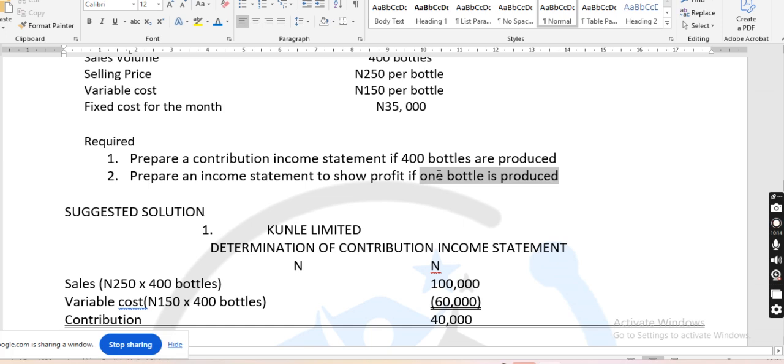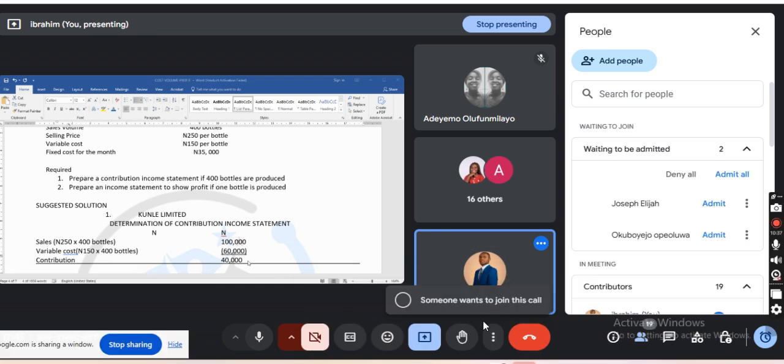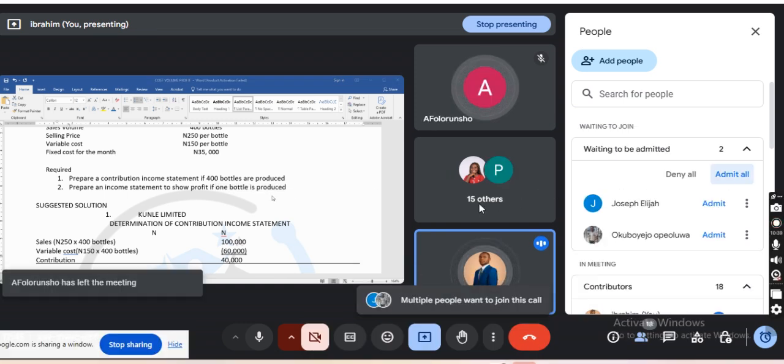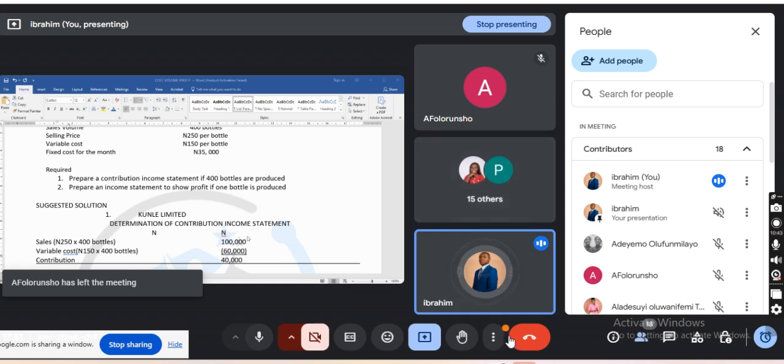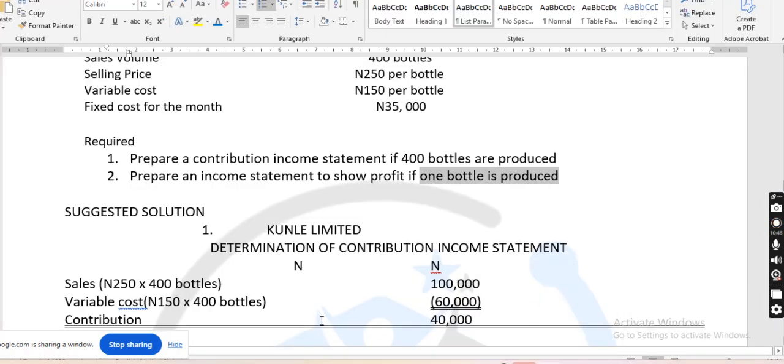Now, the next question says that we only need the income statement to show profit if one bottle is produced. We just only need one bottle, so you don't need to multiply. Class, if you want to determine the income statement, it means profit or loss. You don't need to multiply by any bottles because you only need one bottle, not 400 bottles. Class, are we following? Okay. So you don't need to multiply since the question says that it's just only one bottle, right?